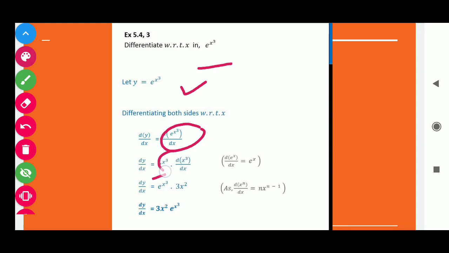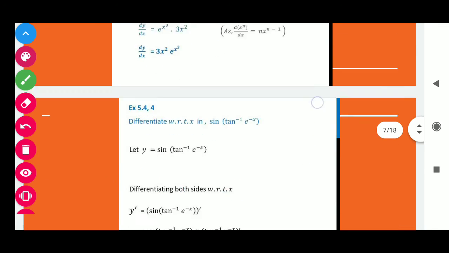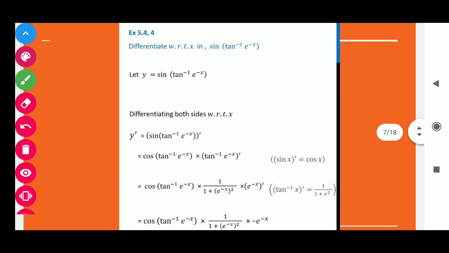We get exponential as it is and derivative of power. Here power is x cube. Derivative of x cube is 3x squared. So students, in this way we get 3x squared e raised to power x cube. This is our required result. So students, move to the next question. Here we have the fourth question.